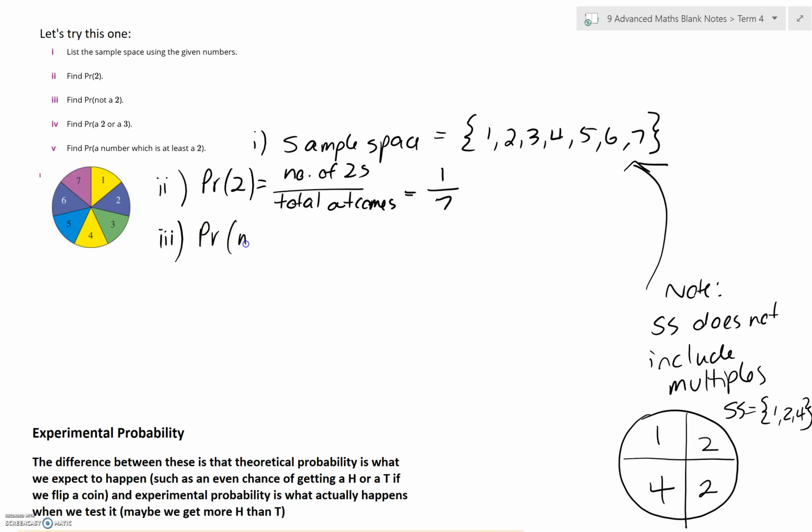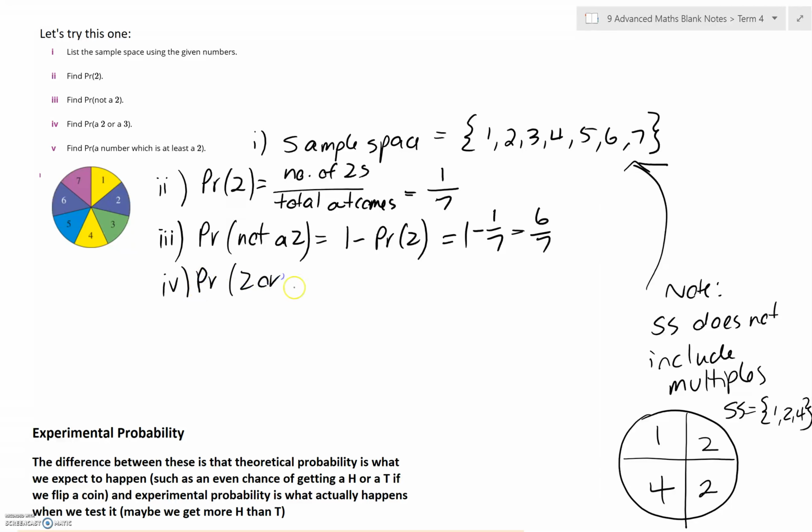The probability of not a 2, though, we can use that complement rule. So that's going to be 1 minus the probability of getting a 2, because we want all of the possible outcomes that are not 2s, and we already know what the probability is to get a 2, so use that where you can. So that's going to be 6/7. Find the probability of a 2 or a 3. So in this case, you want the number of 2s and 3s over the total outcomes. And there's 2 of them, and there's still 7 in our sample space.